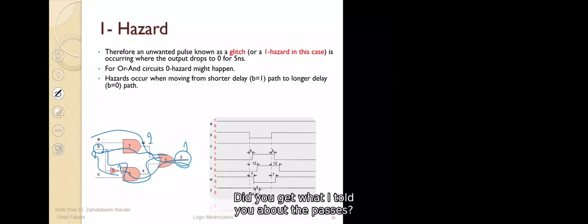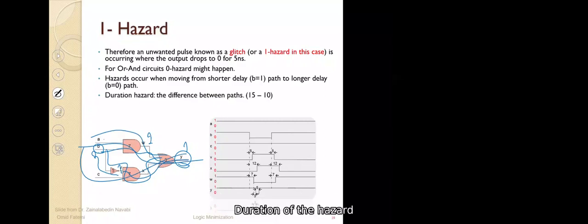Did you get what I told you about the paths? We call this path the B equal to 1 path, because when B is 1, that path is important for Y, and when B is 0, the longer path is in effect and makes Y 1. The duration of the hazard is the difference of these two paths. You see, our glitch was 5 nanoseconds wide, and this 5 nanoseconds is the difference between these two paths, 15 and 10.